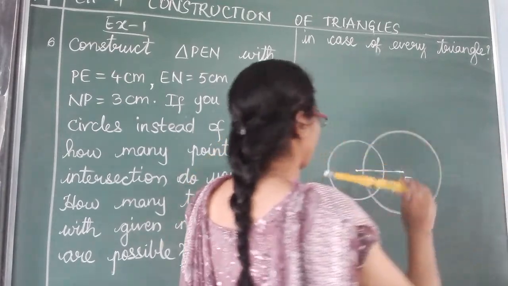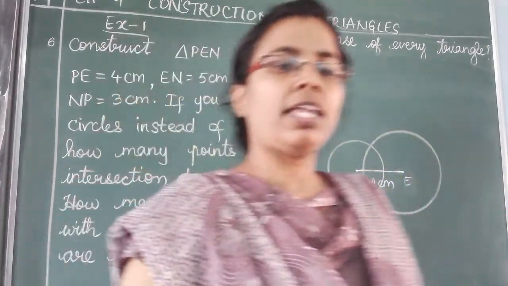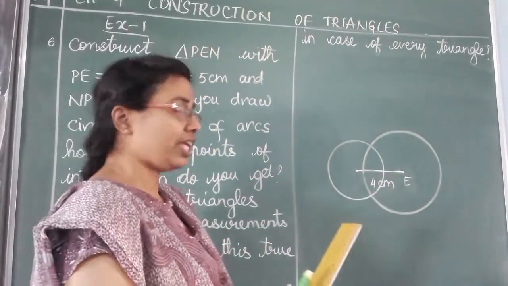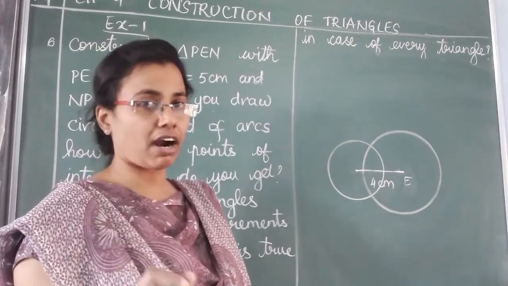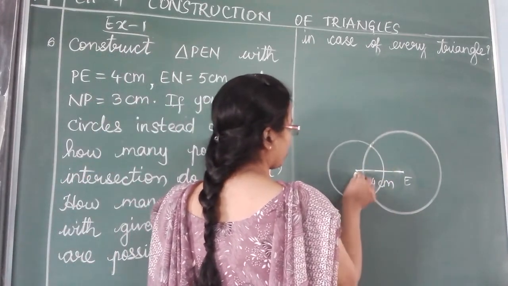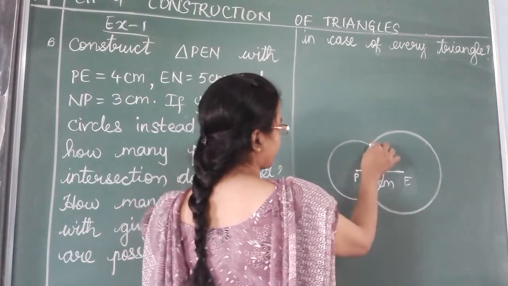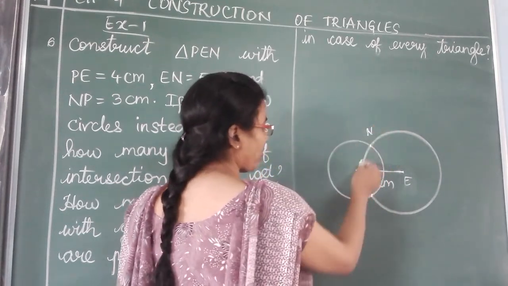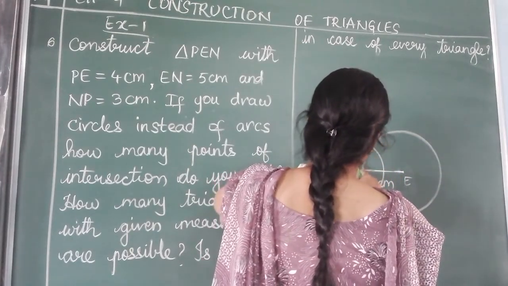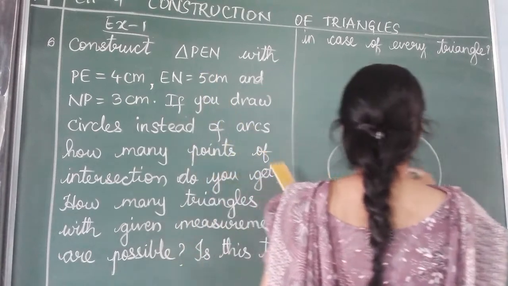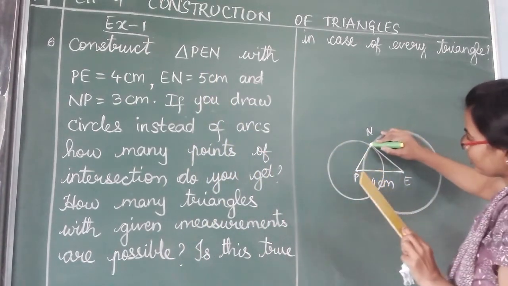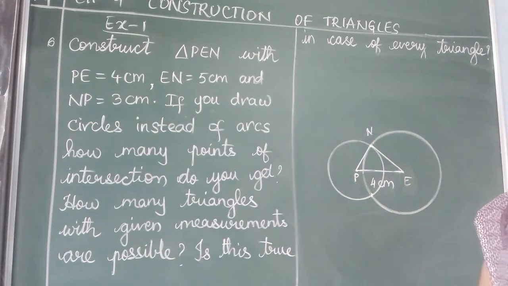This is your 3 centimeter circle. Now you can see that when we are drawing circles instead of arcs, the circles are meeting at 2 points. This is P. If I join this PE, this is NP and NE. If I join, I get a triangle.